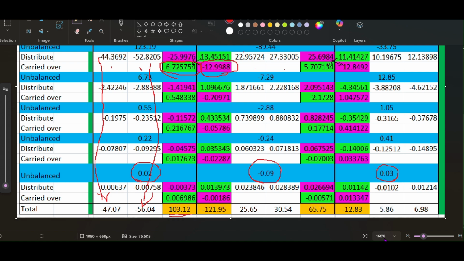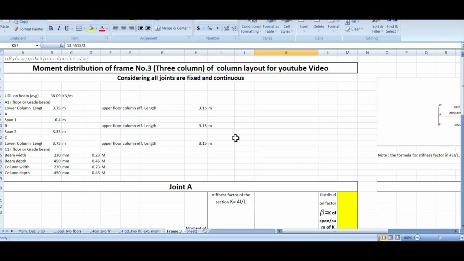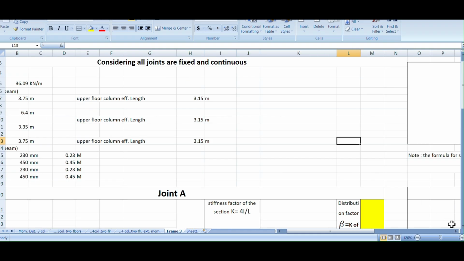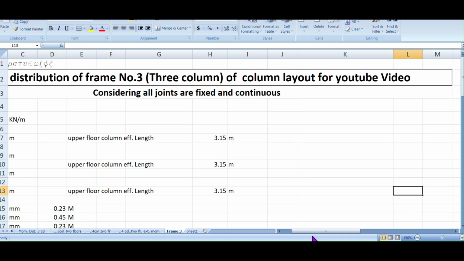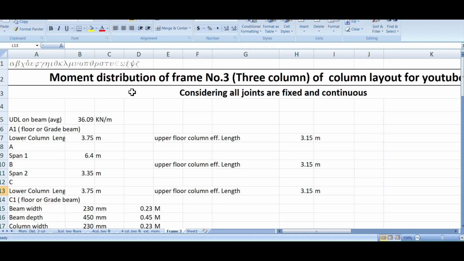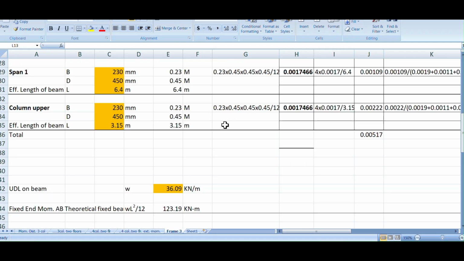These things I have made in an Excel sheet. This is the Excel sheet, moment distribution of a frame for a column. Here I have calculated these things: the uniformly distributed load, length of the upper column, length of the lower column, span length, span width, and the beam width, beam depth, column length, etc. I have put these things. This is as far as joint A is concerned. This is the measurement, the same thing.